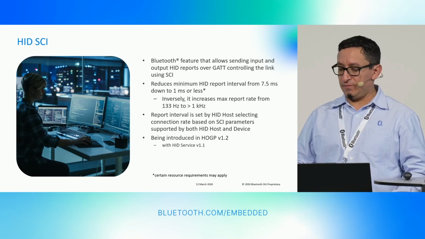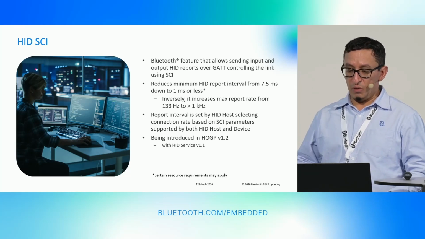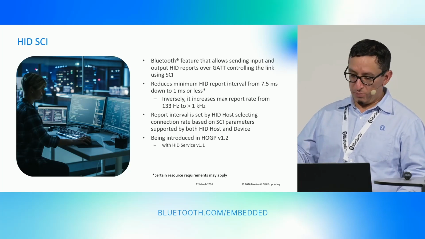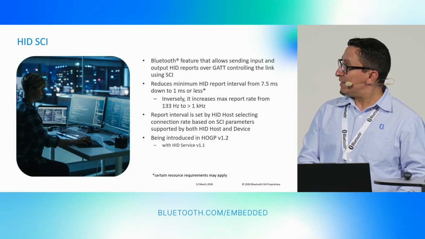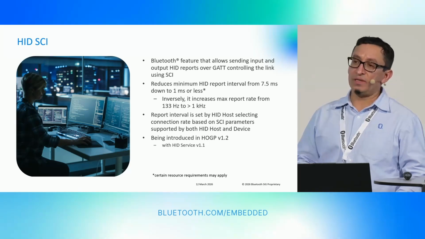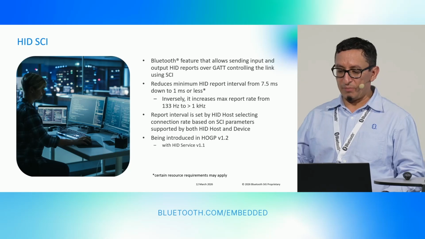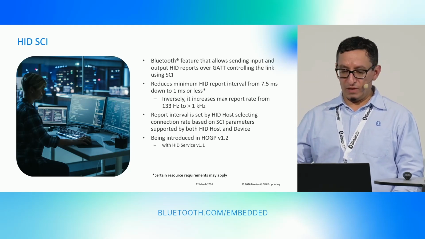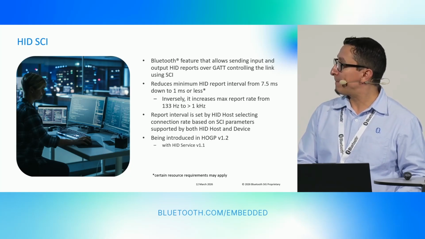With HID SCI, again, the report interval is set by the host, which selects the lowest or best connection rate based on the SCI supported capabilities by the host and the device. And the HID SCI feature is going to be introduced with version 1.2 of the HID over GATT profile. And this is targeted for public adoption and release in late Q2 of this year. So it's coming up.